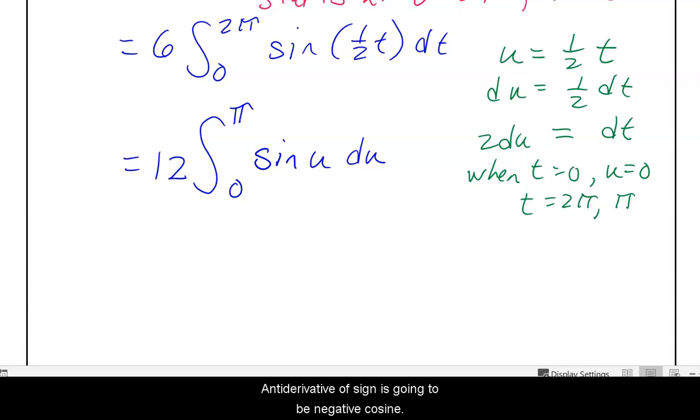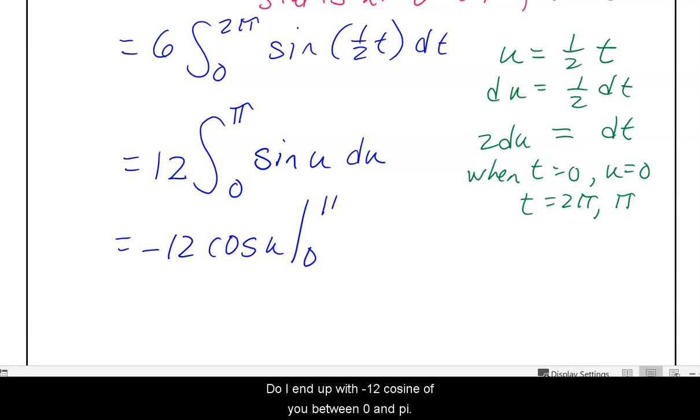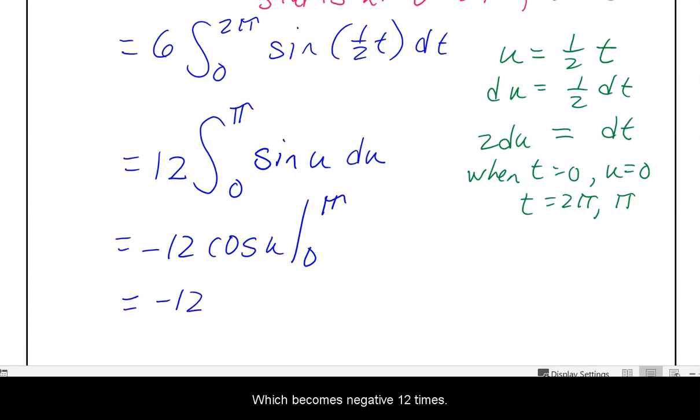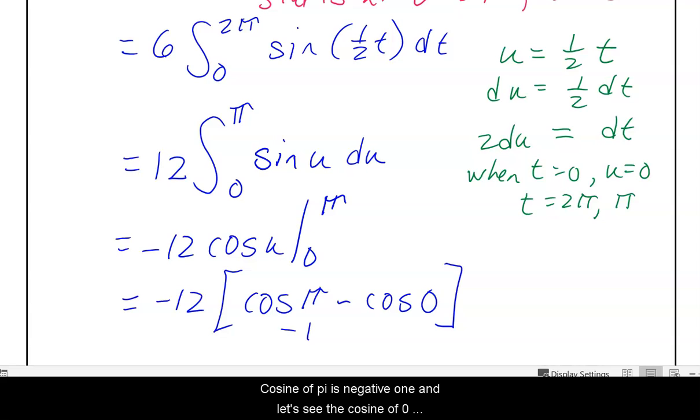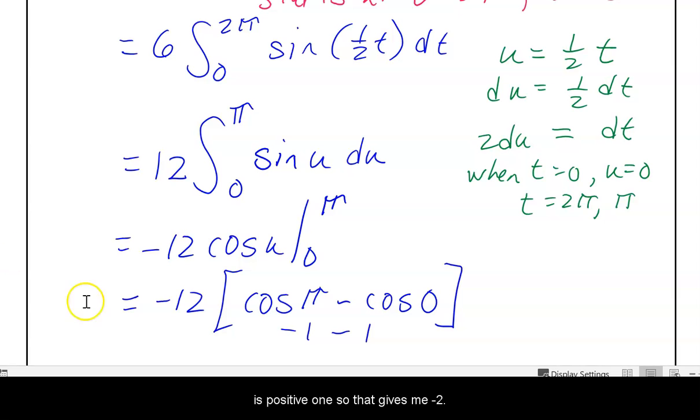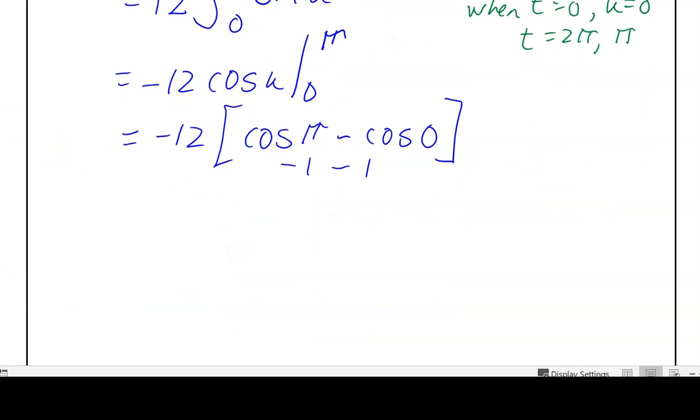Now the antiderivative of sine is going to be negative cosine. So I end up with negative 12 cosine of u between 0 and pi, which becomes negative 12 times the cosine of pi minus the cosine of 0. Cosine of pi is negative 1, and the cosine of 0 is positive 1, so that gives me negative 2. And once I have negative 2 here, I can multiply it by the negative 12, and I end up with 24 for my final answer, right?